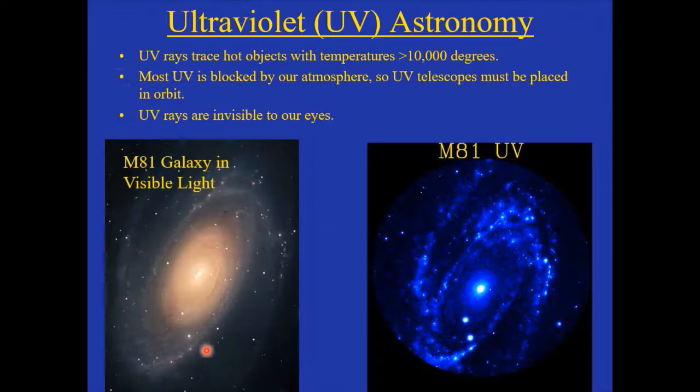This is an example of a galaxy, this galaxy called M81. This is what it looks like in visible light. This is the same galaxy imaged in ultraviolet light. And so what astronomers are seeing here are some of these star-forming regions in the galaxy glow because they give off more ultraviolet than other regions.